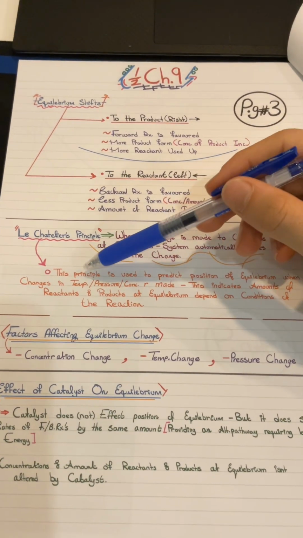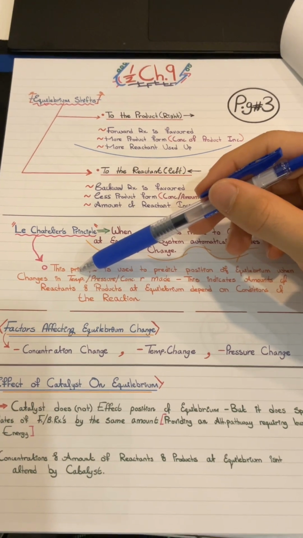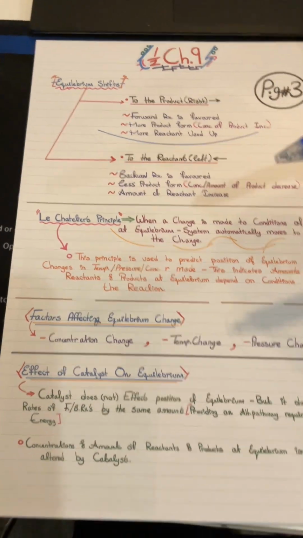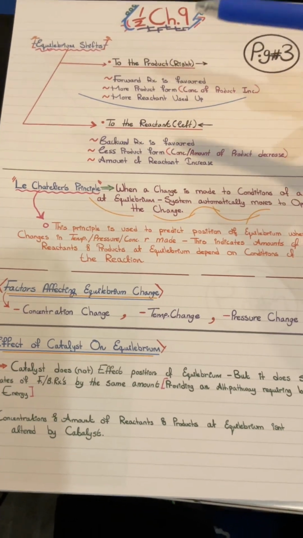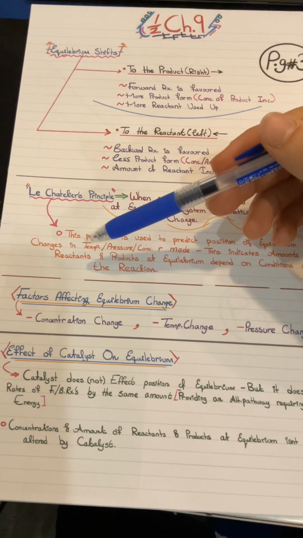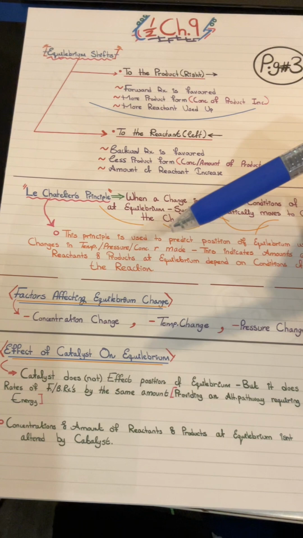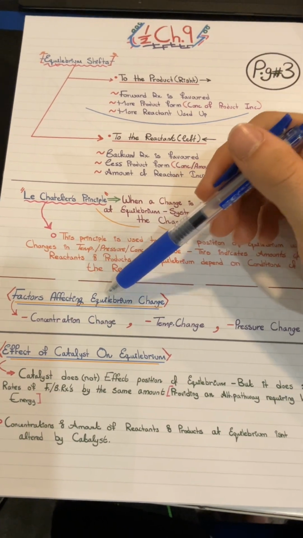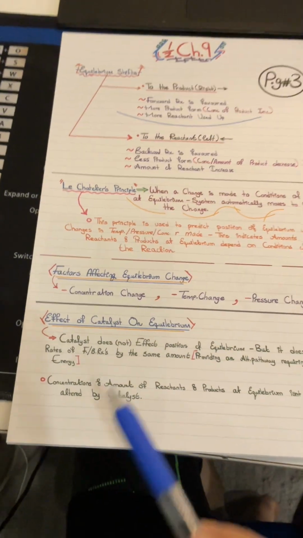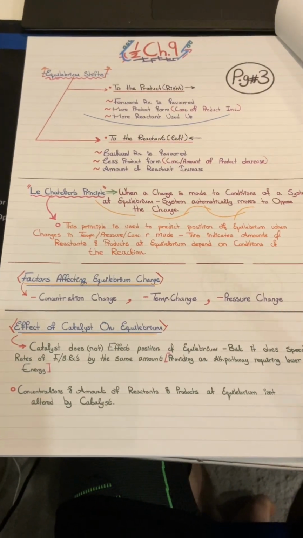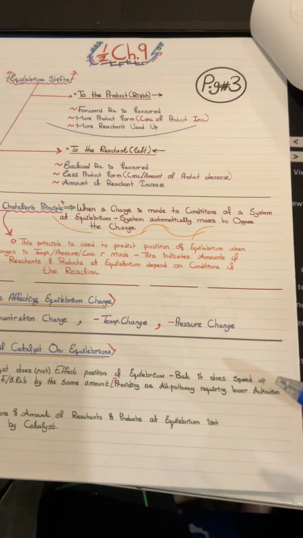And right now we will study the changes in temperature, pressure, and concentration, and how to identify what happens to the equilibrium position, where the shifts are during changes in temperature, pressure, and concentration. So again, the factors affecting equilibrium change that we will study right now: concentration, temperature, and pressure. Does a catalyst affect an equilibrium position? Well, that is a good point to understand.